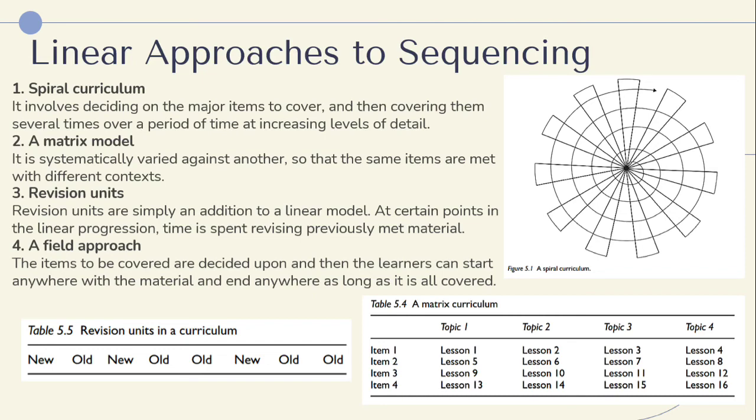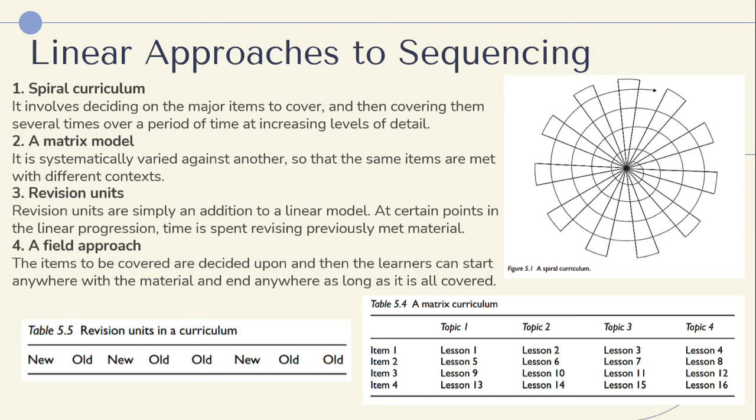And then matrix models, in table 5.4, are somewhat similar to a spiral curriculum. So in the matrix models, one unit of progression is systematically varied against another, so that the same item meets different contexts. For example, the same grammatical item is focused on different topics.